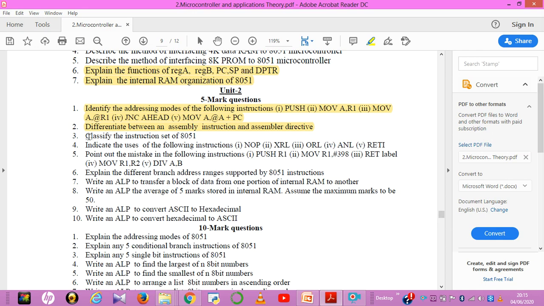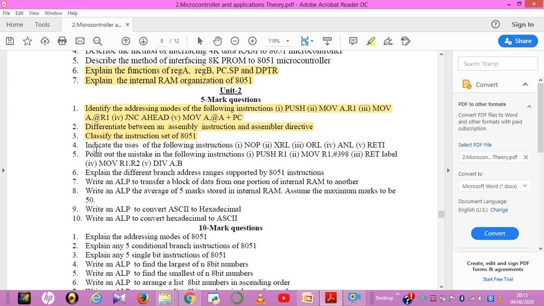Next, they are going to ask to classify the instruction set of 8051. You have different types of instruction set: data transfer, logical instructions, arithmetic instructions, rotate instructions, jump instructions, call instructions. You just write those names and explain some instructions, 2 instructions for each, to get the 5 marks.